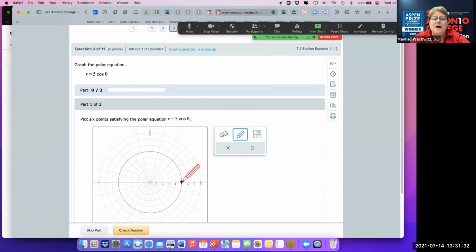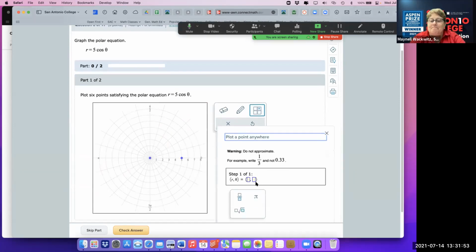When theta is pi over 3, cosine is 1/2, so that'll be 5/2, which it's not going to let me graph. That's wonderful. What about pi over 2? Cosine is 0, so we'll get 0.